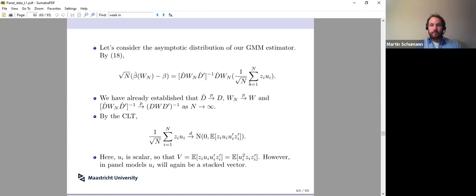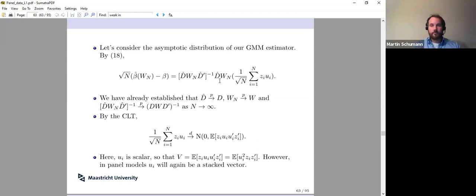Now, we have already seen that this term here is unproblematic. The d hat converges to d, Wn will converge to W. So all these parts converge in probability to nicely defined limits.